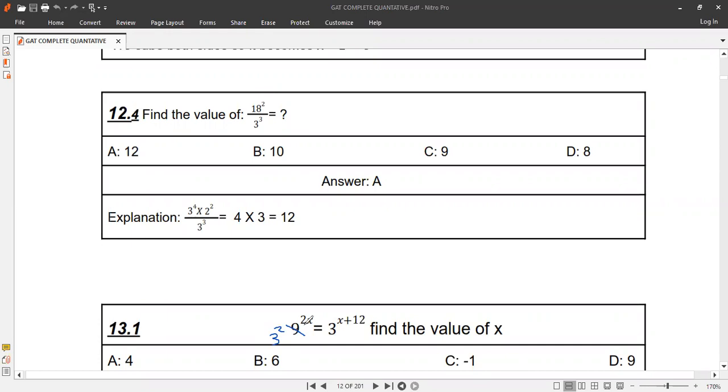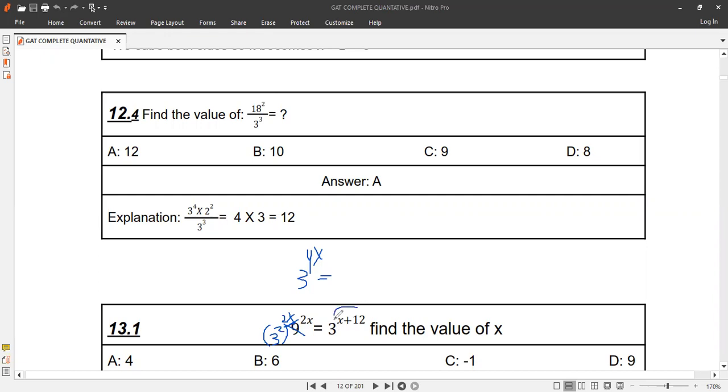So we'll have 3 power 2, power 2x, and you know, power of the power, multiply them. I can keep the base as 3 and multiply the power of the power: 2 times 2x is 4x. That's what I want: the same base. So 3 power 4x equals 3 power x plus 12.